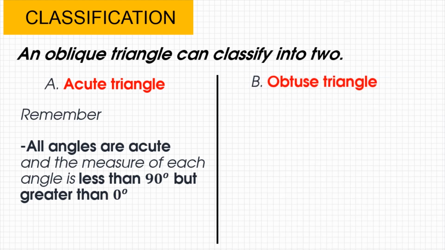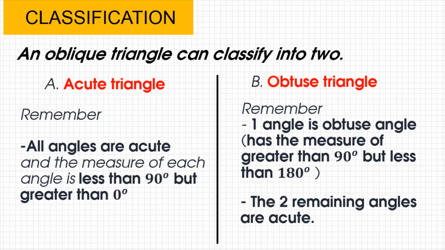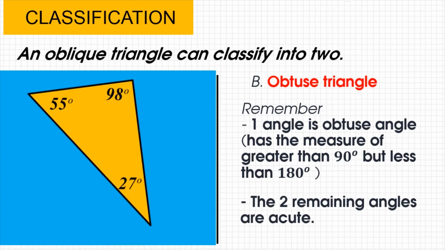Once we say obtuse triangle, one angle is an obtuse angle and has a measure greater than 90 degrees but less than 180 degrees. And remember that the two remaining angles of the obtuse triangle are acute. For example, for this triangle, the angles measure 55 degrees, 98 degrees, and 27 degrees. One of the angles here is 98 degrees, and that is an obtuse angle. So this triangle is an obtuse triangle.